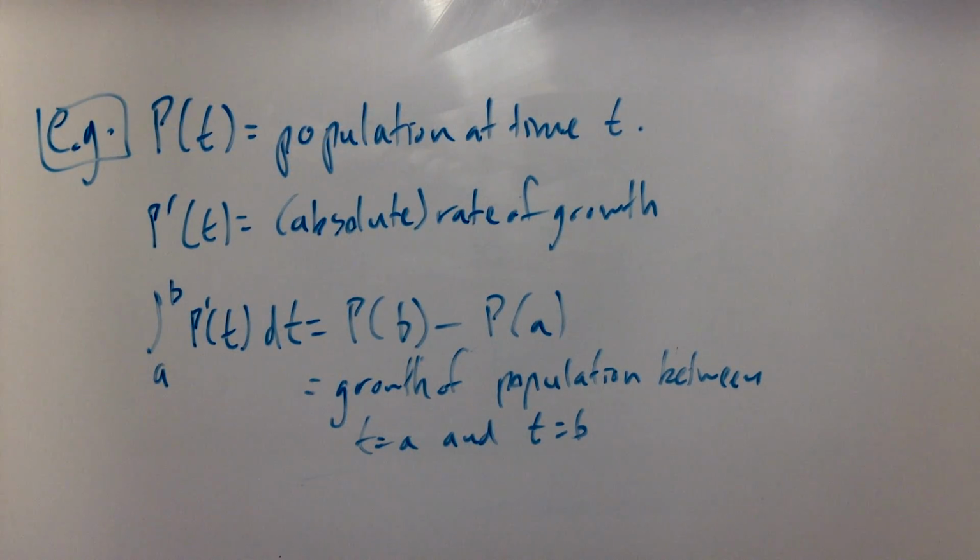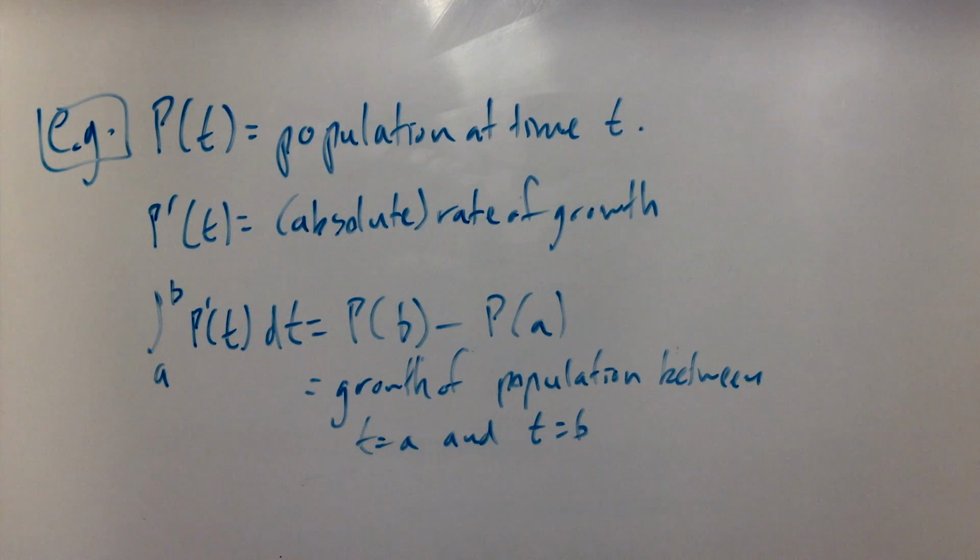Here's another example. Let's let P of t be the population at time t. Maybe t is years, if we're looking at world population or a country's population, or maybe t is hours if we're looking at the population of a culture of bacteria or something. Then P prime of t is the rate of growth. And I put absolute here in parentheses to mean that we're not talking about a percentage rate of growth. We're not talking about the population increasing at a rate of 1% per year or something like that. We're talking about an absolute rate, where the population is increasing by 1,000 individuals per year.